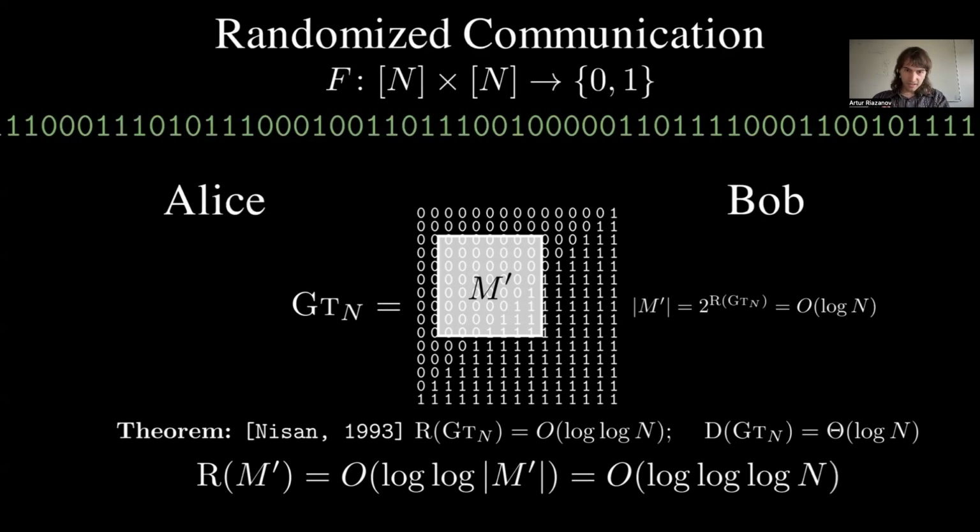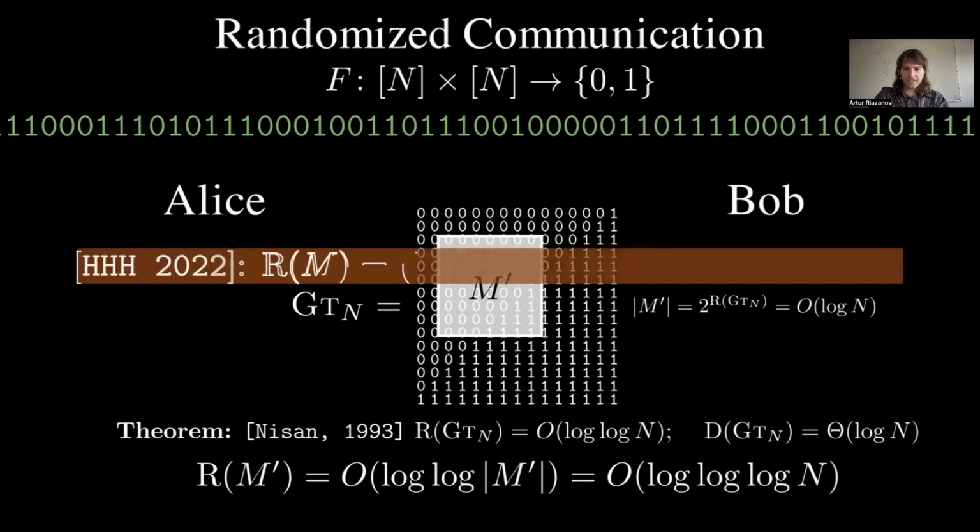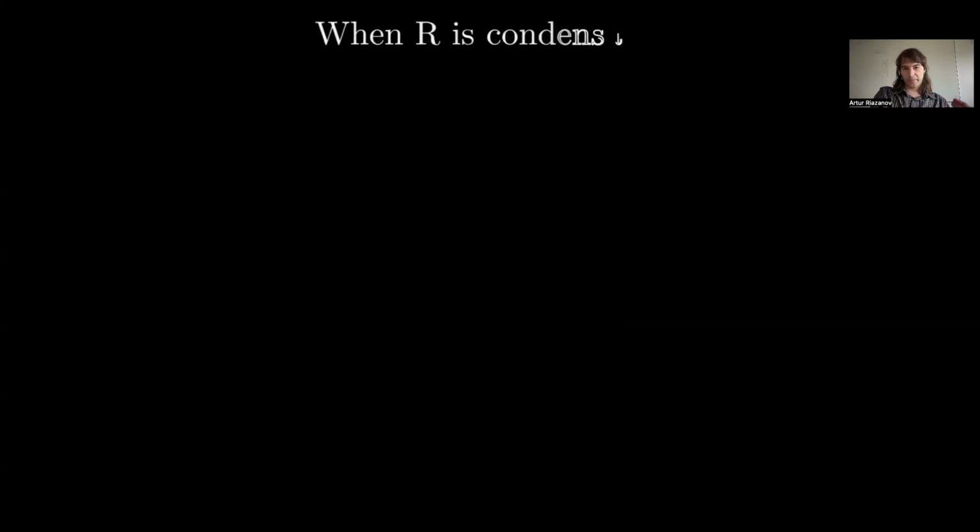And if you're not satisfied with this, there is an even more drastic example by Hamajumyan, Hatami, and Hatami, who prove that you can have almost optimal communication complexity, and yet all your submatrices of moderately small size already have constant communication cost. Okay, so randomized communication complexity cannot really be condensed even in a very weak sense, but we found some interesting example where it can. So I told you about the log rank conjecture.